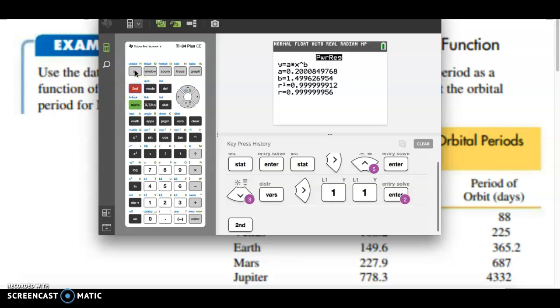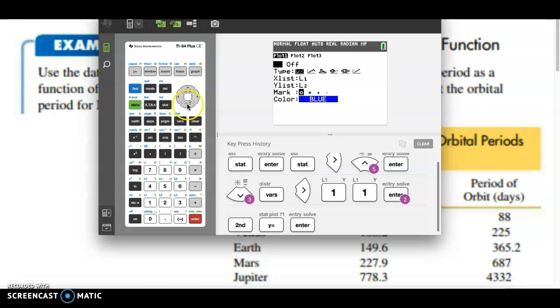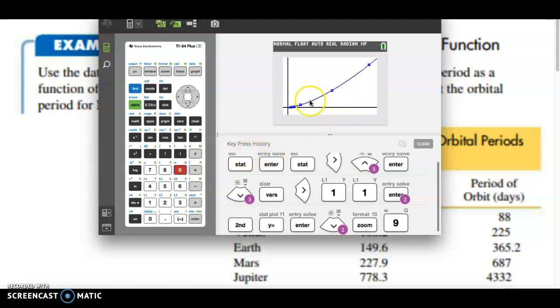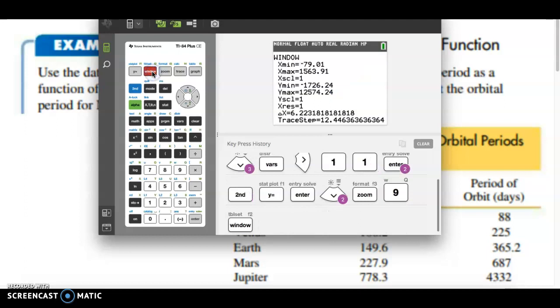So we're going to go ahead and do second, Y equals. We're going to turn our plot on, make sure L1 and L2 are selected, and then we're going to hit Zoom 9, and we should see our points and our function there. But we need to check our window. It looks like our x max is not big enough, so we're going to change that to 4,500.